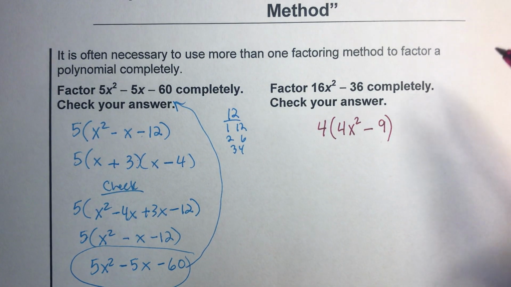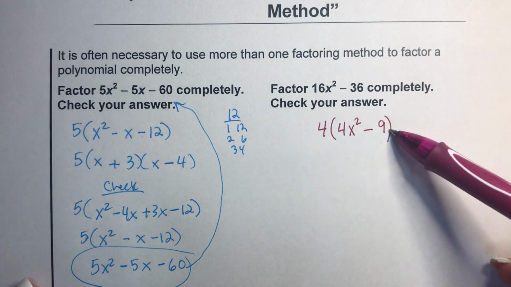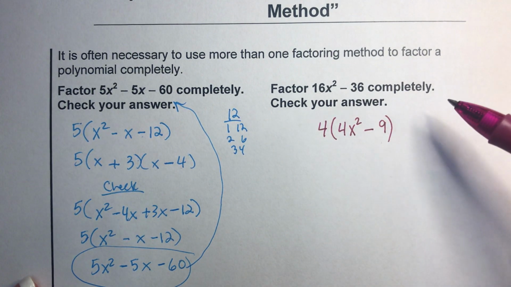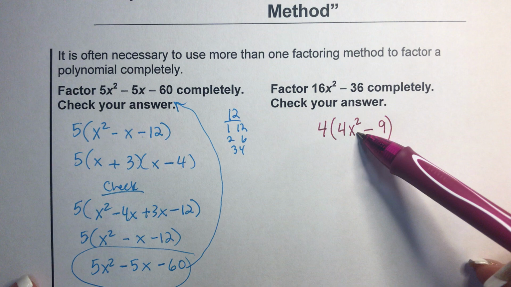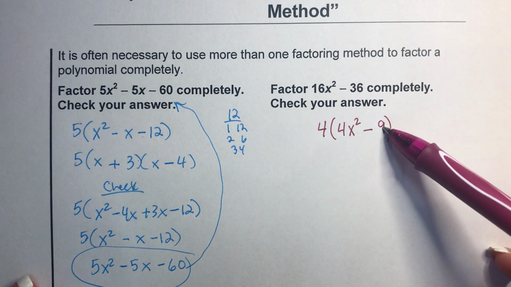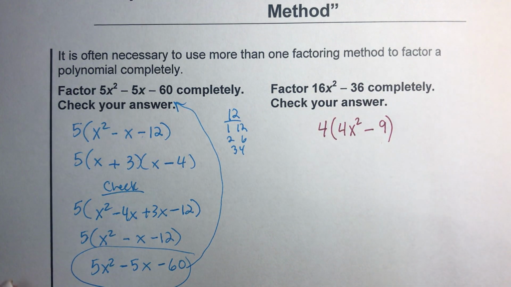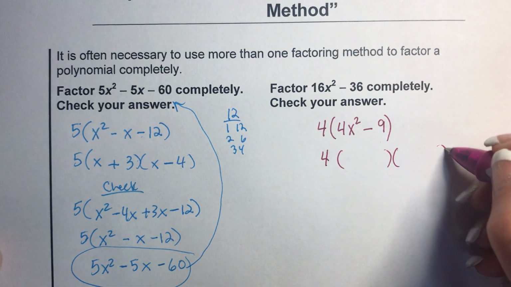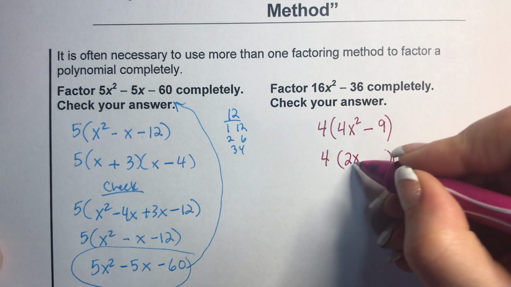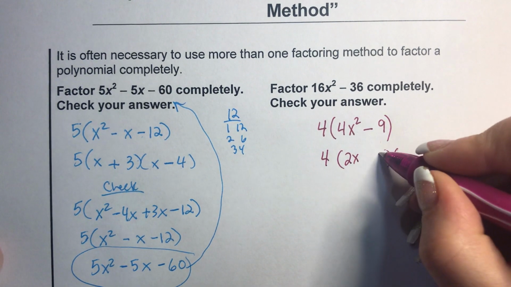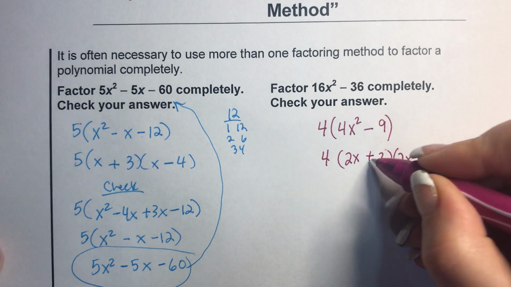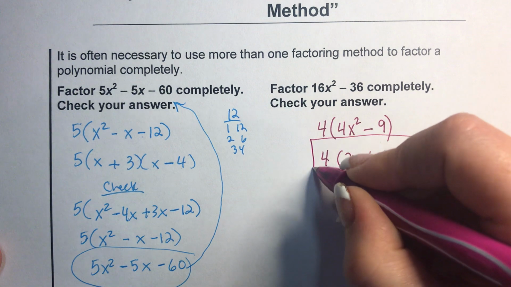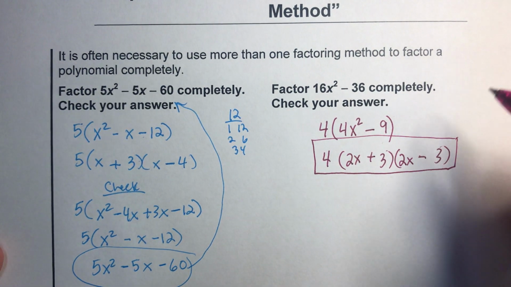So we have that. Now we have a binomial, right? So we want to check for difference of squares. Is this a square number? Yes. Is this a square number? Yes. Is it a difference? Yes. It's a difference of squares. Woohoo! So we're going to go here, my little voot. I'm going to put the 2x here, 2x here, 3, plus, minus, boom shakalaka. We are done with that one.